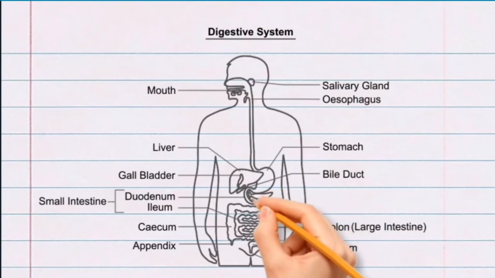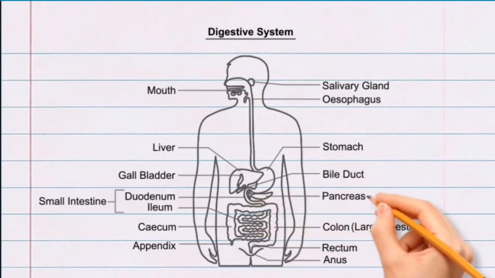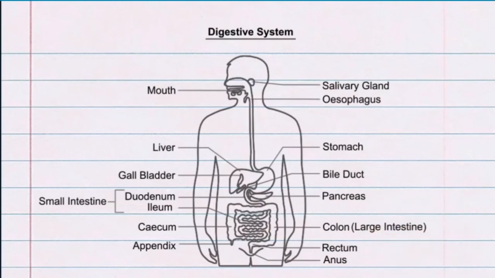Finally, draw a small leaf-like structure to the left side in the space between the stomach and the large intestine. It is diagonally opposite to the liver. Label this structure as the pancreas. This completes drawing the digestive system.